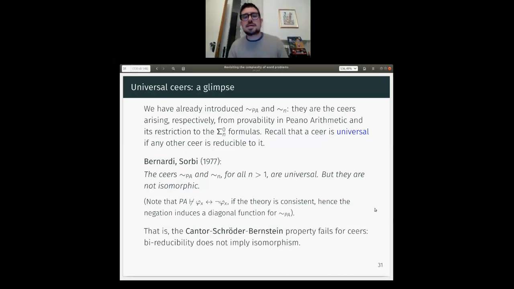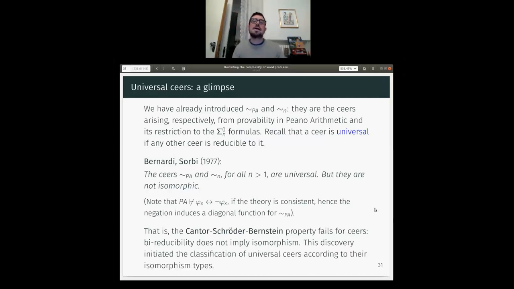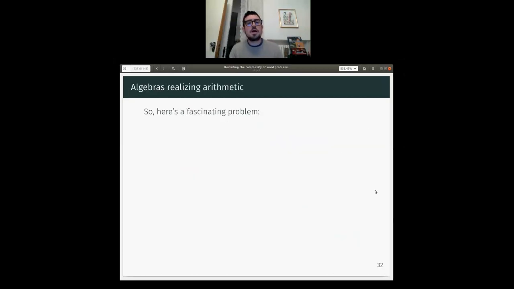So in other words, this actually means that the Cantor-Schröder-Bernstein property fails for these theories. Bireducibility does not imply isomorphism. Or if you'd like to take that closer to computability theory, it means that the Myhill isomorphism theorem does not hold in this context. And this discovery initiated a whole area of research on universal theories, with the idea of basically classifying their isomorphism types. There has been a lot of research in this.